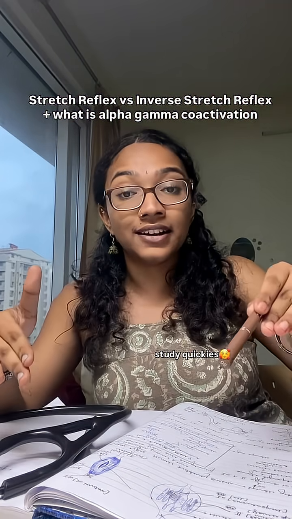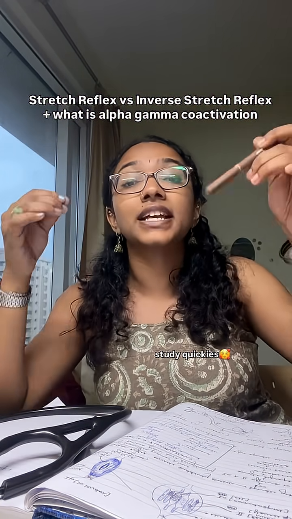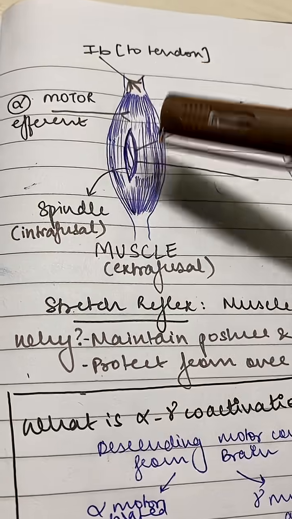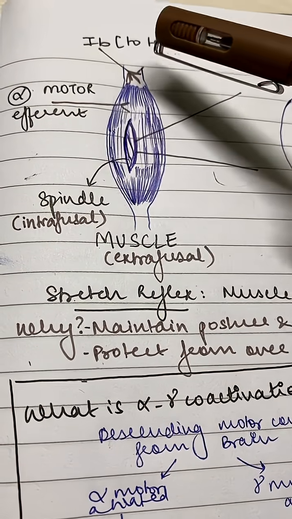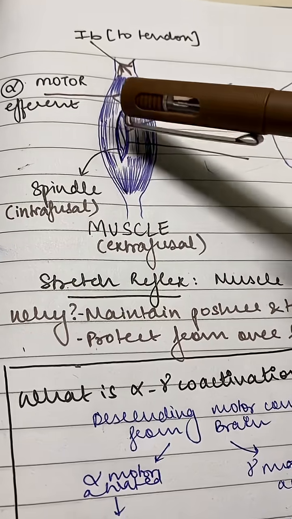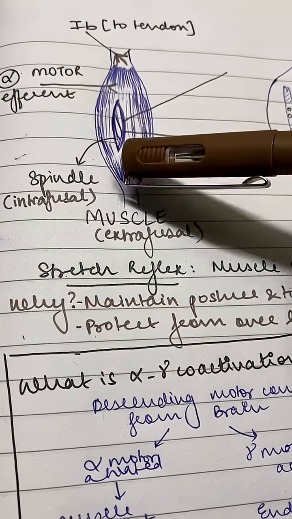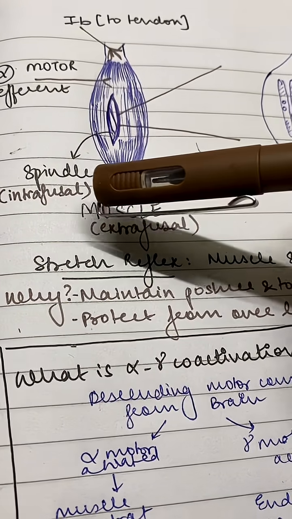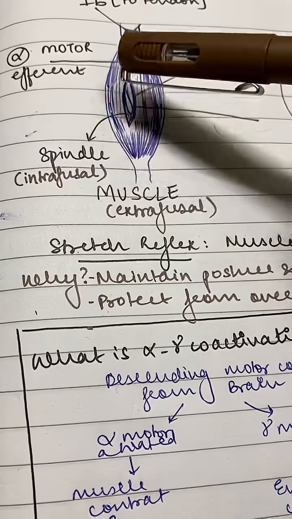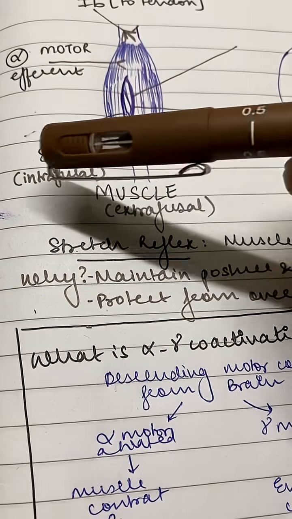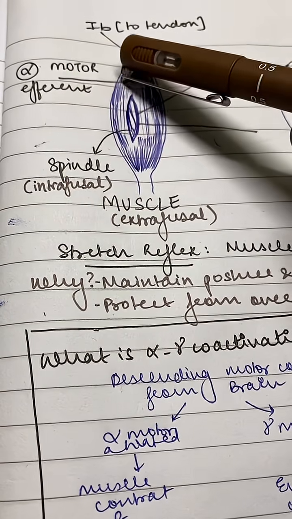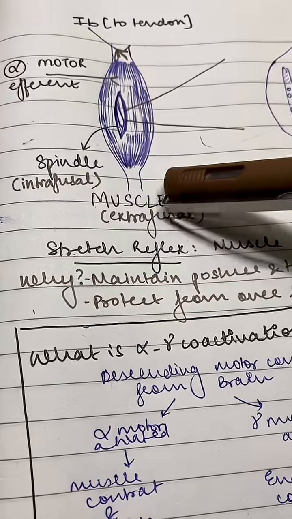If you want to completely understand stretch reflex, inverse stretch reflex, and the alpha gamma coactivation, then you are in the right place. So that is a muscle. That is the end of the muscle made up of tendon. And within the muscle, you have these structures which are sensory in nature known as muscle spindles. We're going to call the fibers that are actually a part of the muscle extrafusal muscle fibers, which contract. And the fibers within the muscle spindle are the intrafusal fibers. The command for muscle contraction comes from alpha motor neurons, as you know, to the extrafusal fibers.